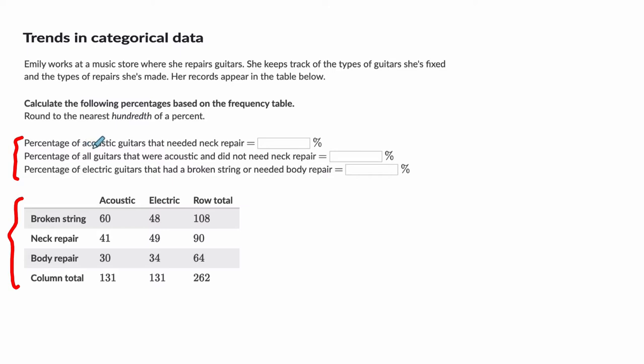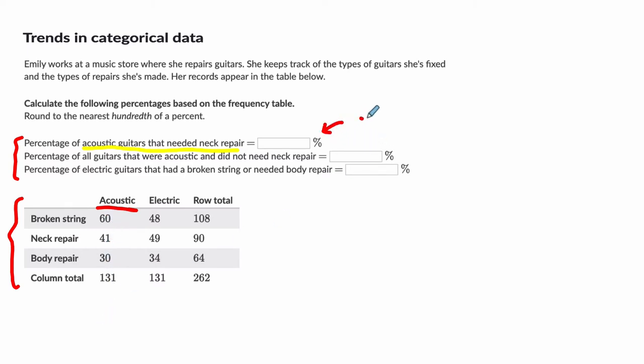So first of all, the first part here says percentage of acoustic guitars that needed neck repair. Okay, so you look at this table, and we can't maybe figure out immediately, because some of these problems you might need to read back here and figure it out. I'll give you an example in a moment, but first let's solve this problem as it is. So acoustic guitars that needed neck repair. So it's kind of like saying, given that it's an acoustic, so we're dealing with guitars in this column, that it needs neck repair. So out of all the acoustic guitars, it's 131.